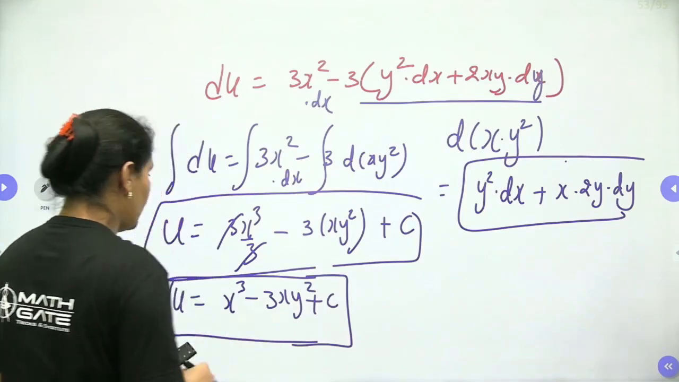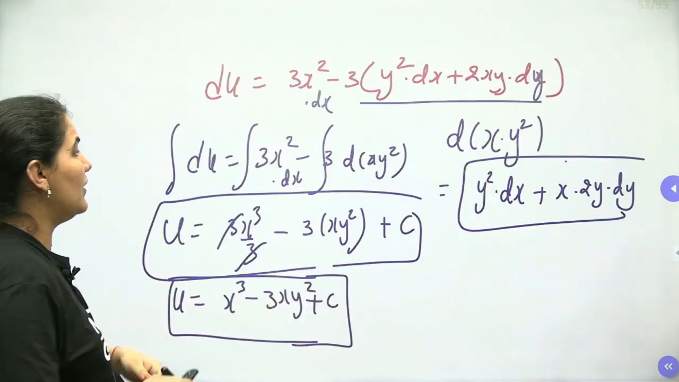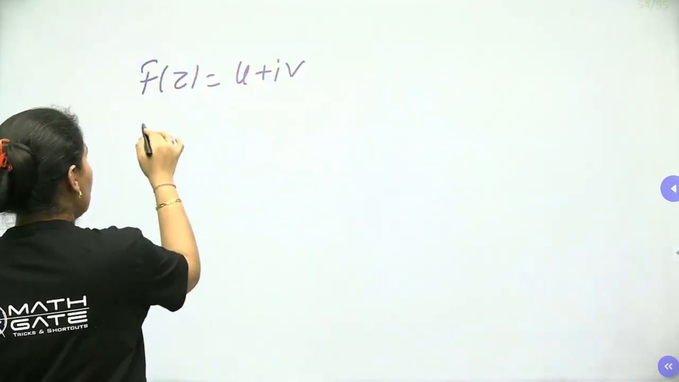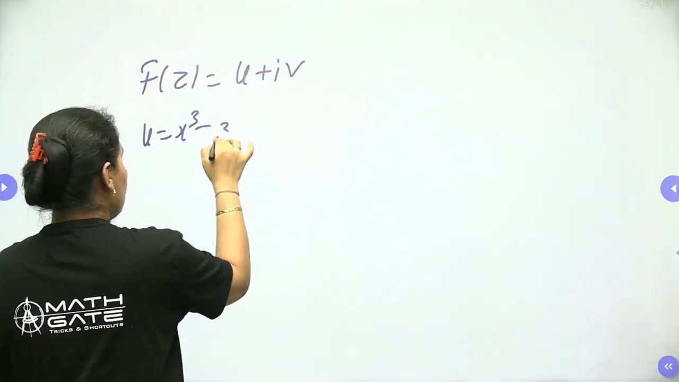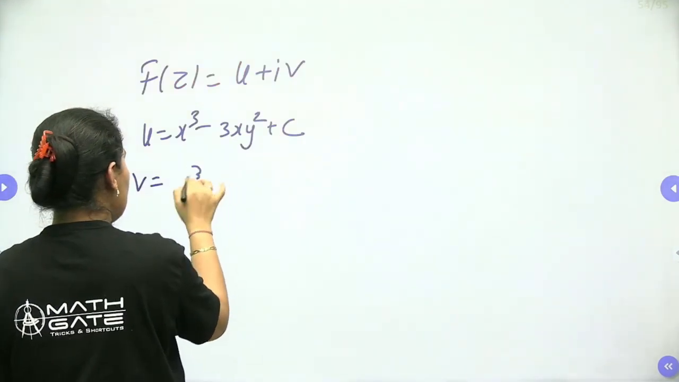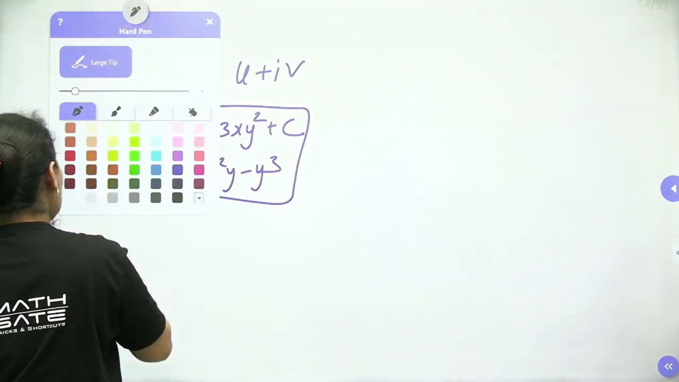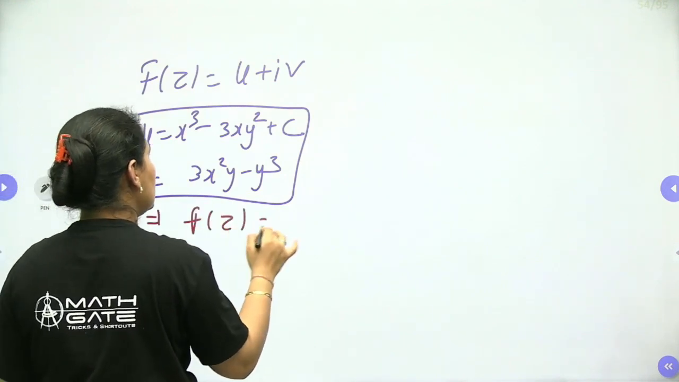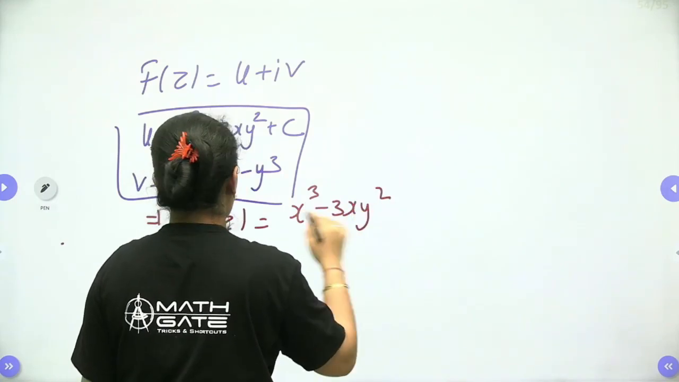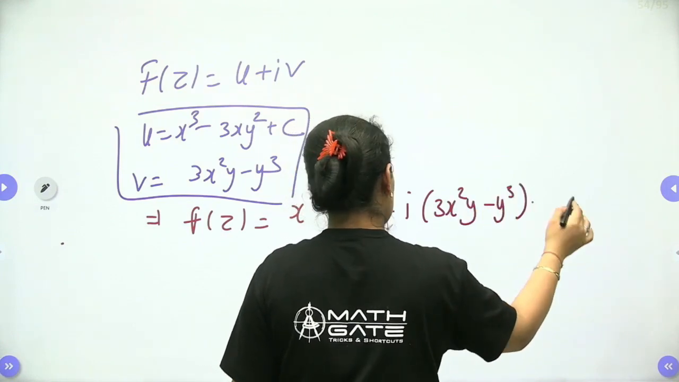So hence we have u, and v is already given to you. Let's construct the function f(z) is equal to u plus iota v. You found here u is equal to x cube minus 3xy square plus c, and v is already given to you, 3x square y minus y cube. So f(z) is equal to x cube minus 3xy square plus iota times 3x square y minus y cube, right?